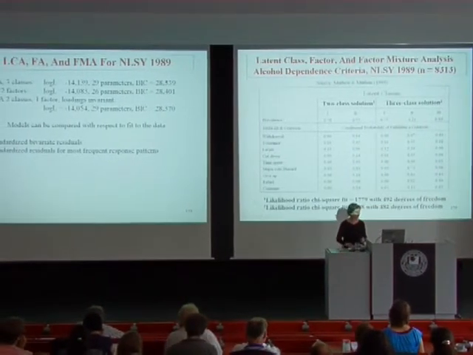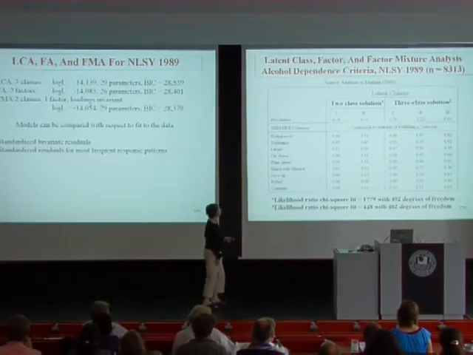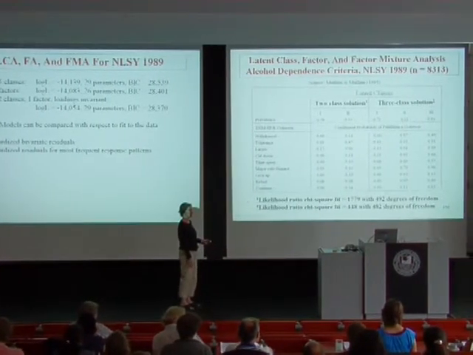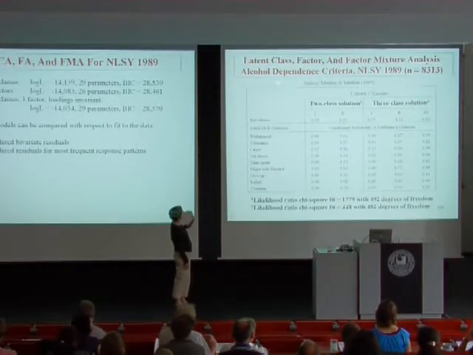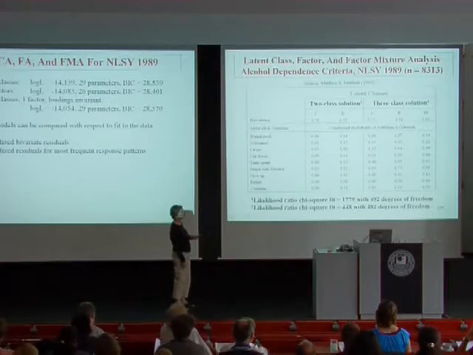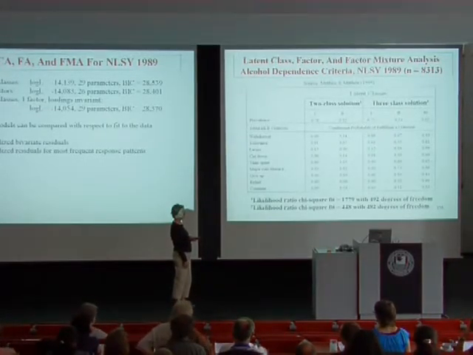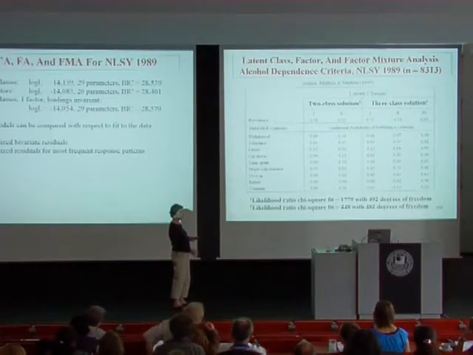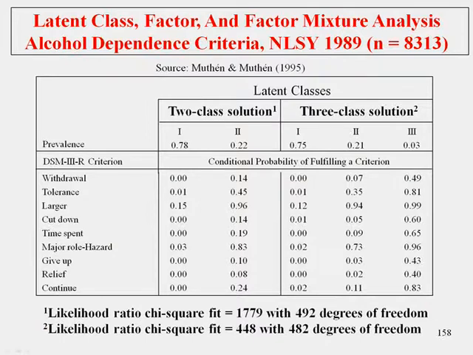Okay, so on the right screen here, this should look familiar. This is just a repetition of what we've already looked at, but we're going to be looking at the alcohol dependence criteria data again. We looked at the LCA model with 3 classes and the factor analysis model with 2 factors. And now we're going to look at the FMA model and see how that fits the data.